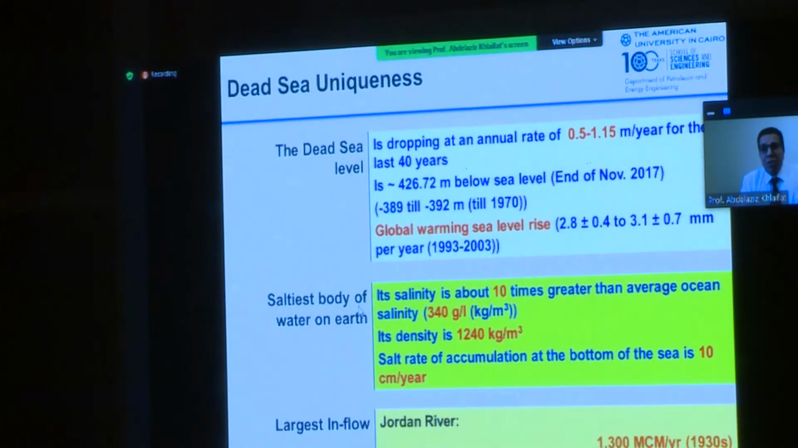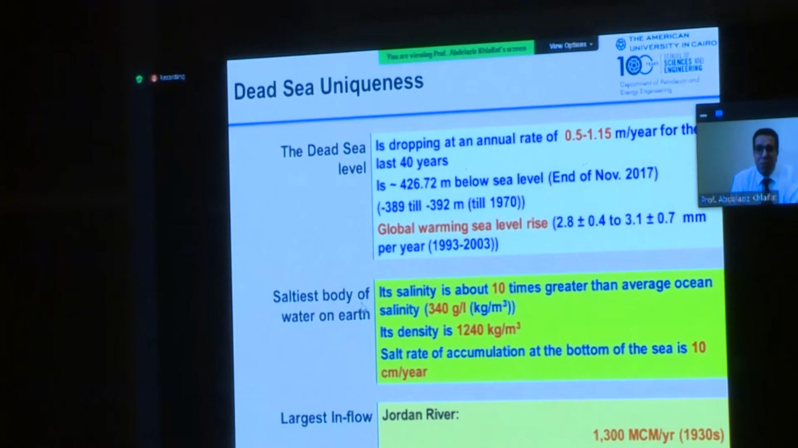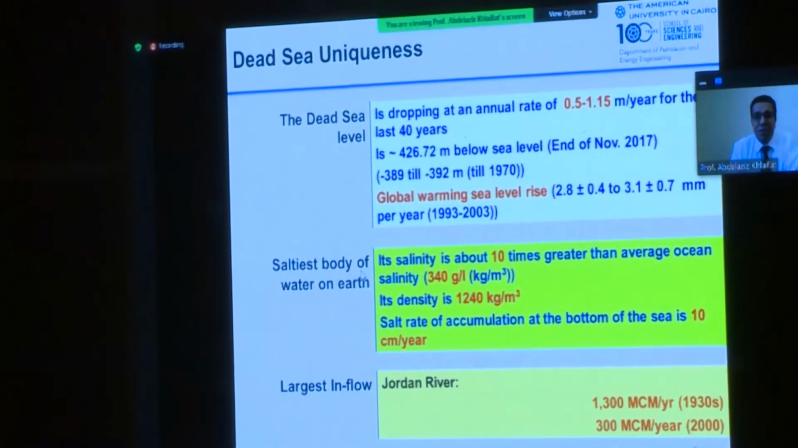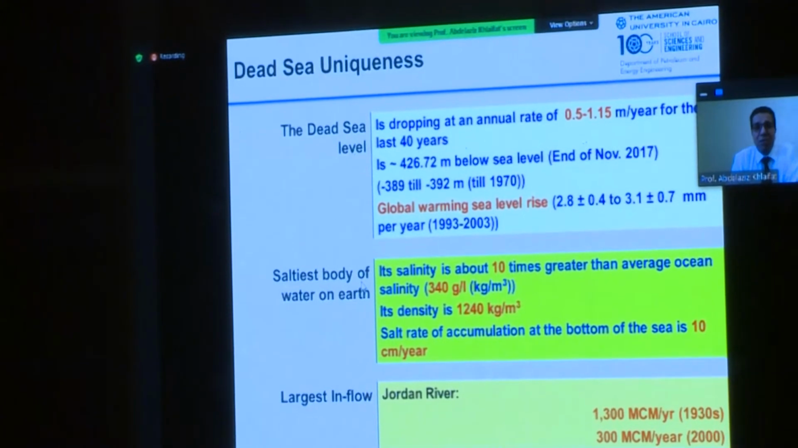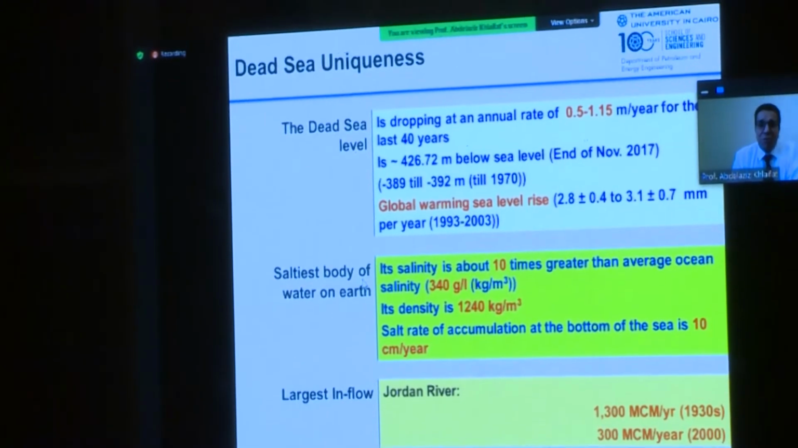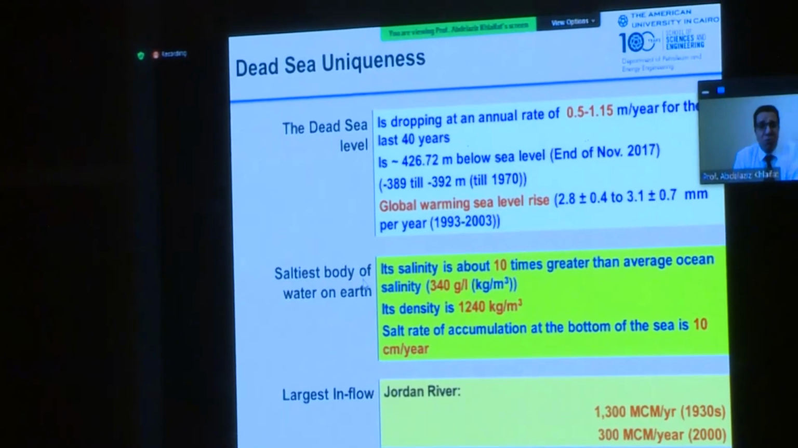The other thing is that the main contributor to the Dead Sea water body is the Jordan River, where the inflow from the Jordan River toward the Dead Sea used to be 1,300 million cubic meters per year. This was back in the 1930s, while in the year 2000 this flow rate dropped to 300 million cubic meters per year.